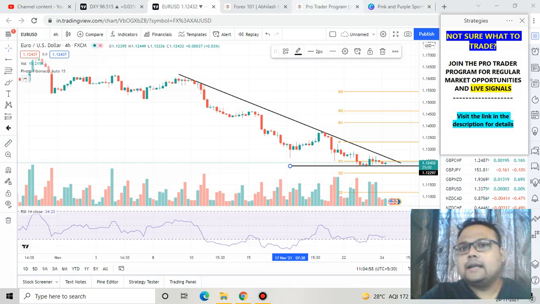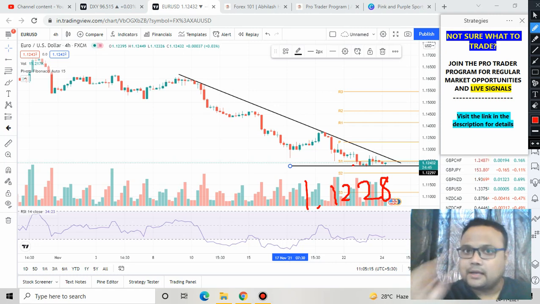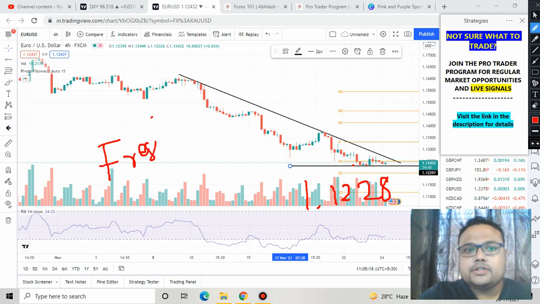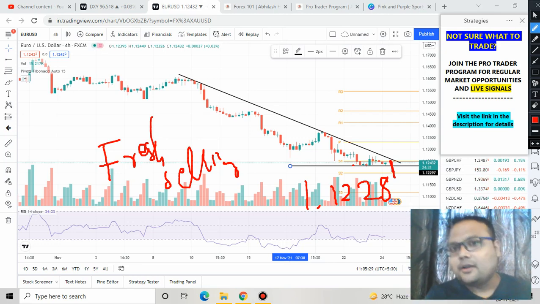And on the other hand, if the market breaks the level of 1.1228, this temporary support, and if you see fresh selling in the market, it means that if you see a big red candle breaking the level and going down, then you can also take a sell position, because that will be a fresh series of selling on the chart of Euro USD. And if the dollar starts going up after the event, then definitely we will see fresh selling in the market.